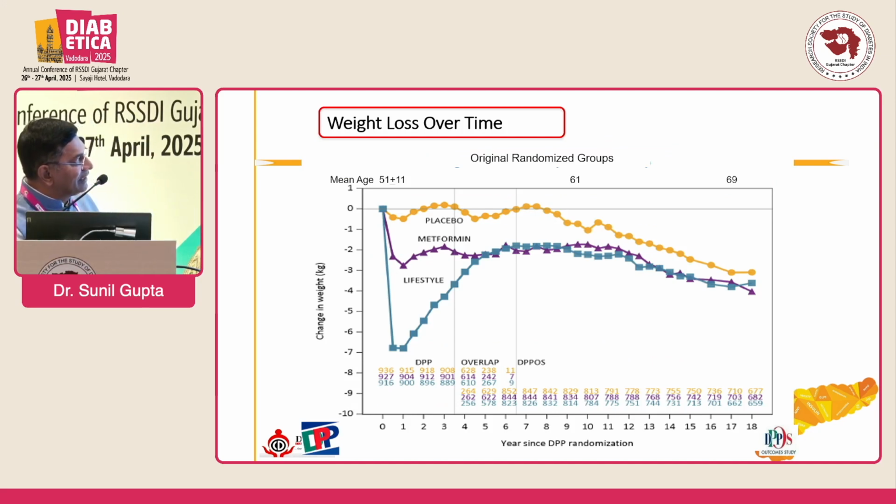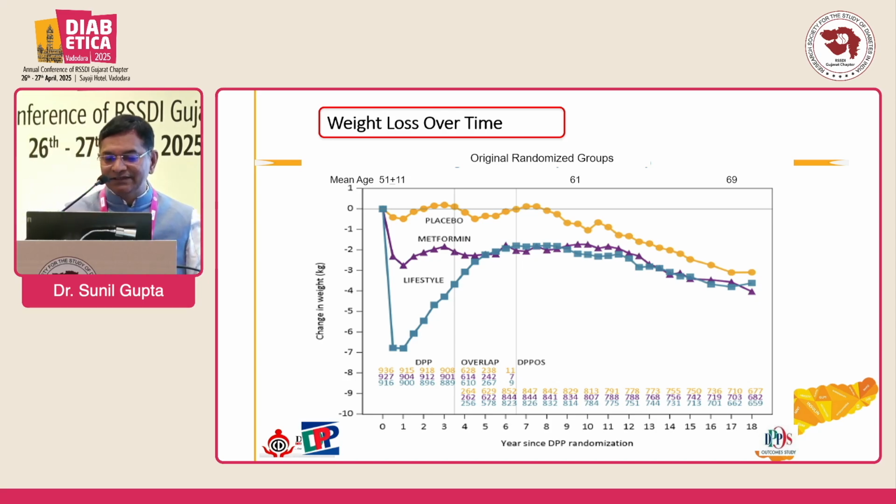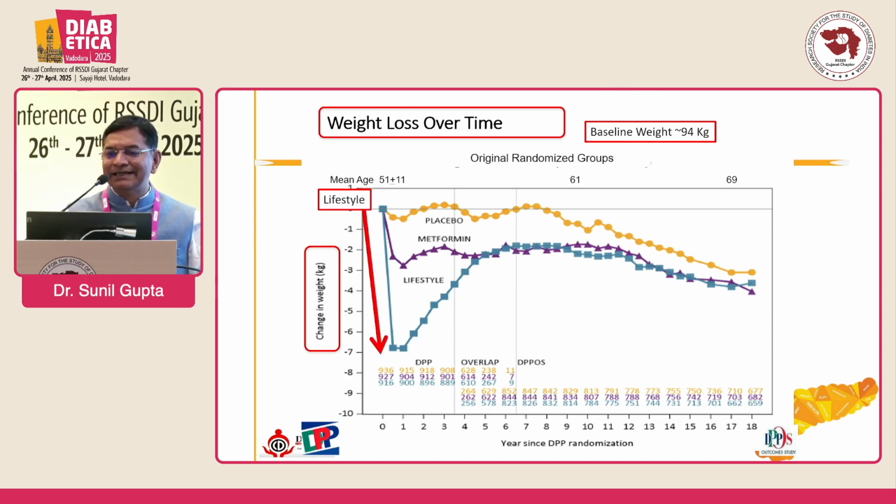You have a lifestyle, metformin and placebo arm. This is the first 2.5, 3 years, then you have 10 years, and then you have up to 18 years. So total 18 years if you include the first 3 years. You just see the baseline weight of 94, so with lifestyle modification, weight loss was seen. Once they are out of the trial after 2.5, 3 years, they started gaining weight. But thereafter, if you see, the development of diabetes remained lower versus the placebo in the upper arm.